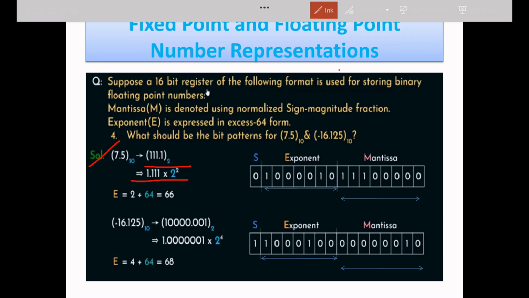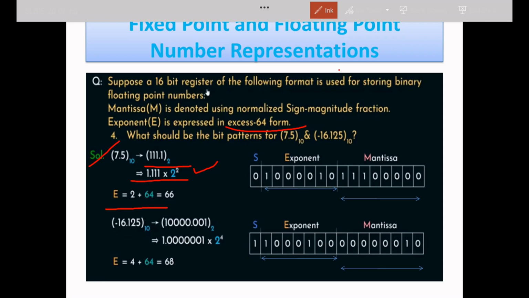Why implicit form? Already I told you implicit is better than explicit. So after the first bit I will place the fixed point. So 1.111 times 2 to the power 2. So my exponent is 2. So I am adding 2 plus 64. Now the question is why I am adding 64? Because already he has given us that this is excess 64.